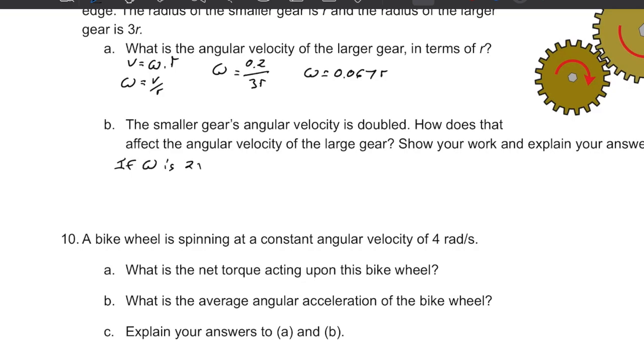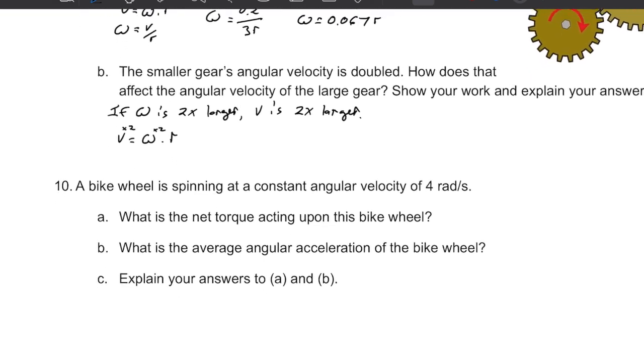If omega is doubled, then the smaller gear's tangential velocity also doubles because of the relationship v equals omega r. The two gears share a tangential velocity, so the bigger gear's tangential velocity also changes. If the big gear's tangential velocity doubles, then its angular velocity also doubles. So I'm just showing that if I multiply by 2 on one side, you've got to do it on the other side.